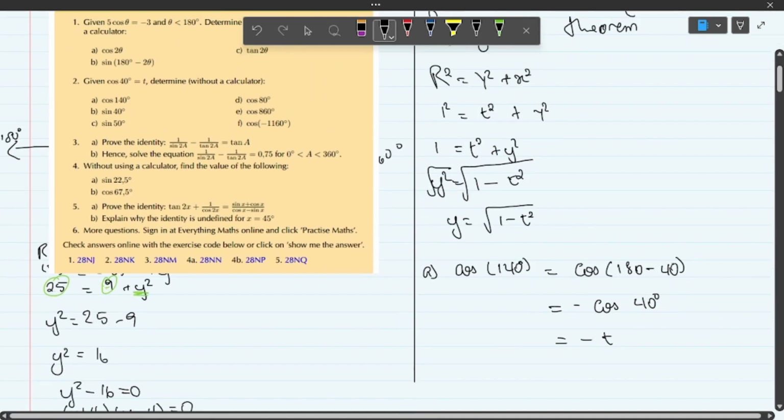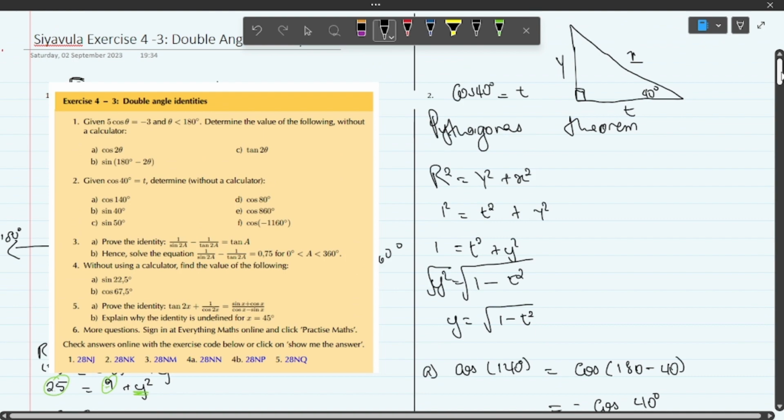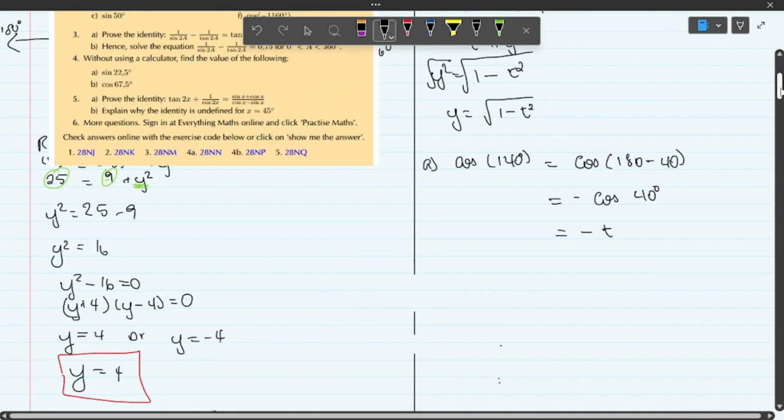Why is it minus t? Because you know that cos 40 degrees is equal to t, as the question illustrates.